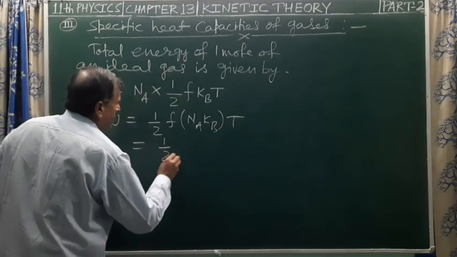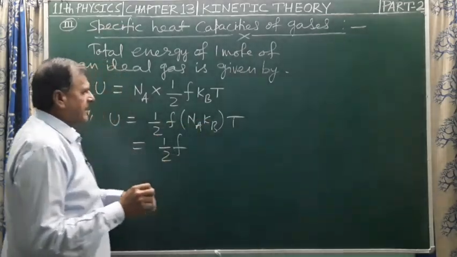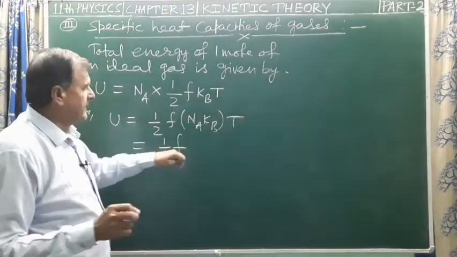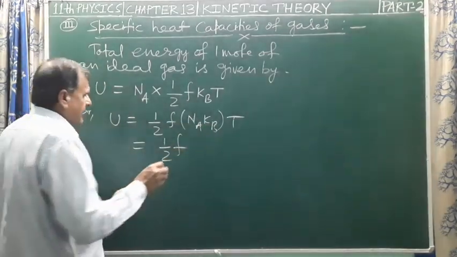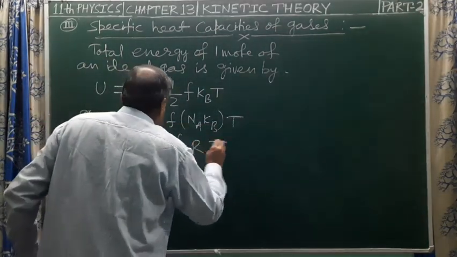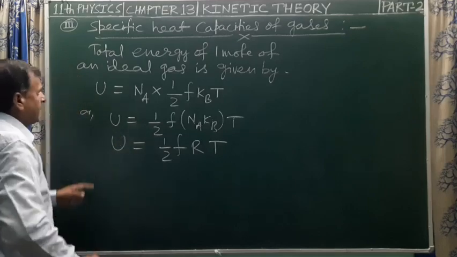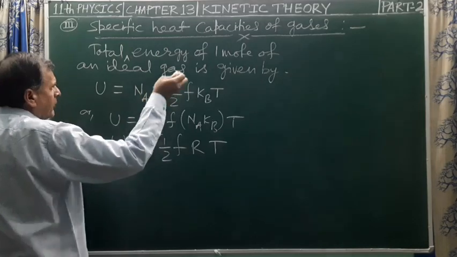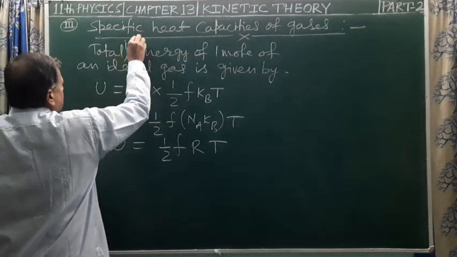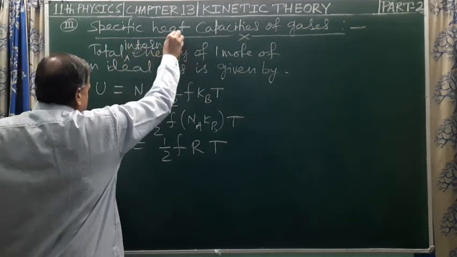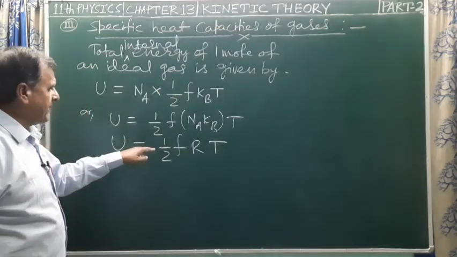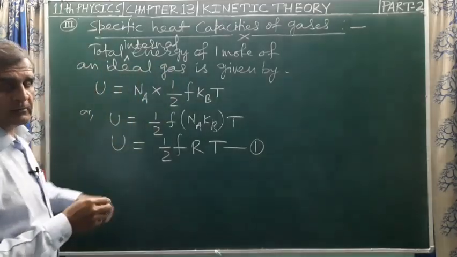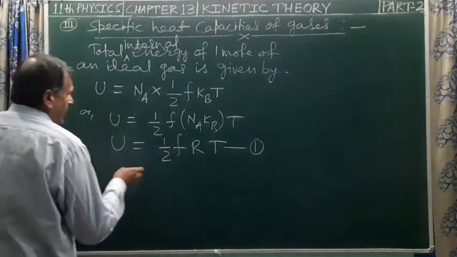Now in 1 by 2 f Na into kB, Na is the Avogadro number and kB is the Boltzmann constant. So Na into kB is R, capital R, the gas constant. So that is the total internal energy of 1 mole of an ideal gas. The final expression is capital U is equal to 1 by 2 f RT, where f is the total degrees of freedom of a gas molecule.